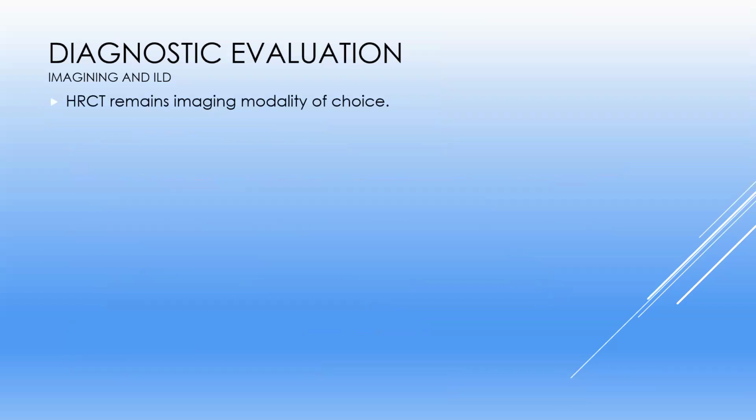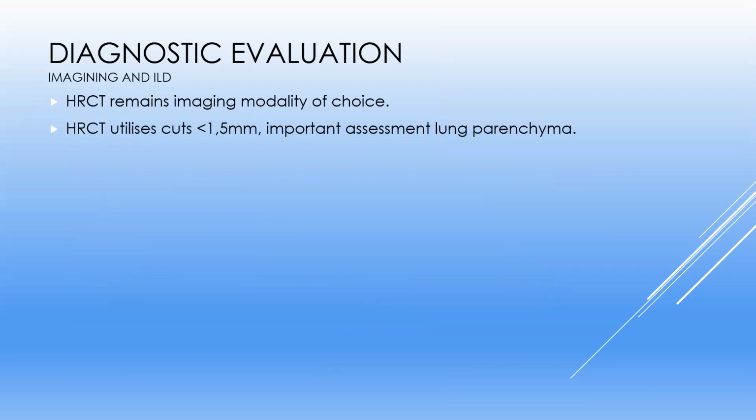HRCT, or high-resolution computed tomography, remains the imaging of choice. It usually utilizes cuts less than 1.5 millimeter, and it's important to assess the lung parenchyma. No contrast is required. I'm sure the nephrologists are happy. Time to scan is quite short, and the radiation dose is about 3 to 7 millisieverts, which is about half that of a CT abdomen.